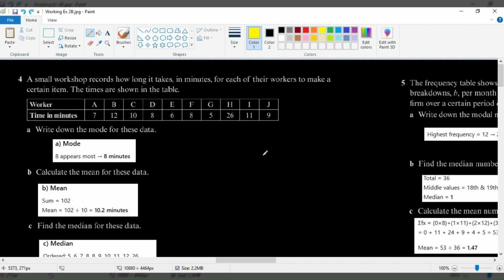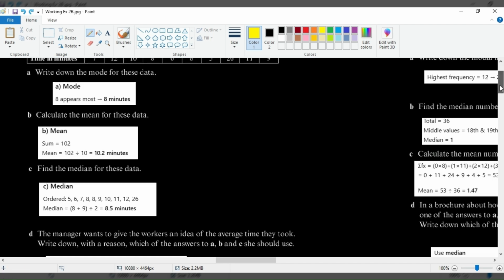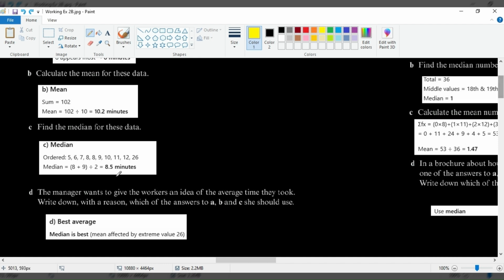Now comes finding the median. Once we order all the numbers, 5, 6, 7, 8, 8, 9. So when we order them together, 8 plus 9 gives the middle numbers, this one, as you can see. When we add them together and divide by 2, you get 8.5 minutes as the answer for the median.